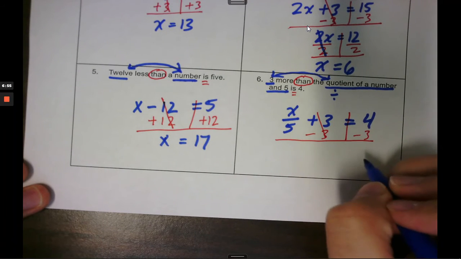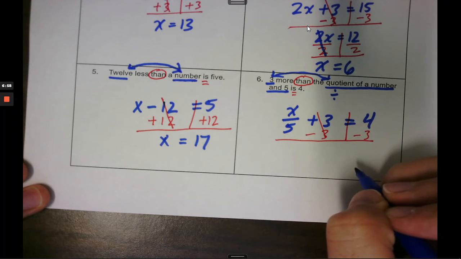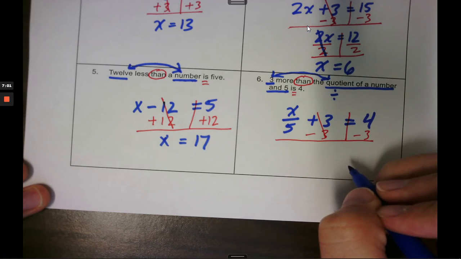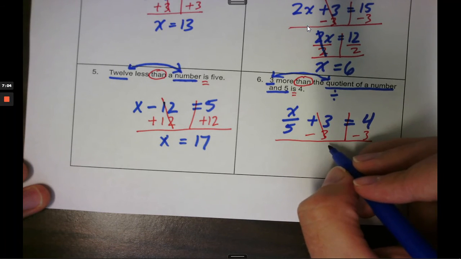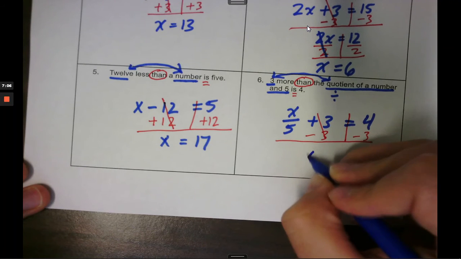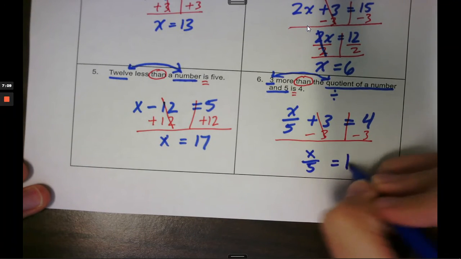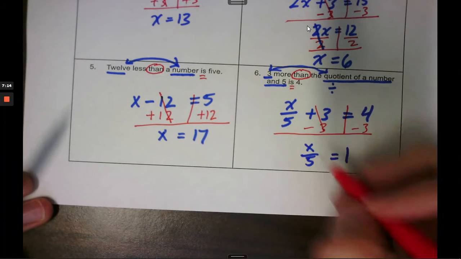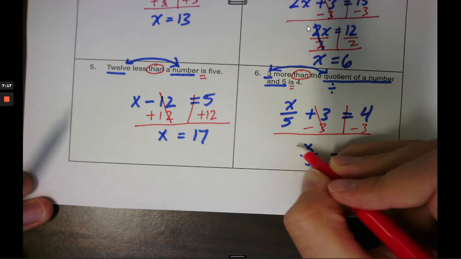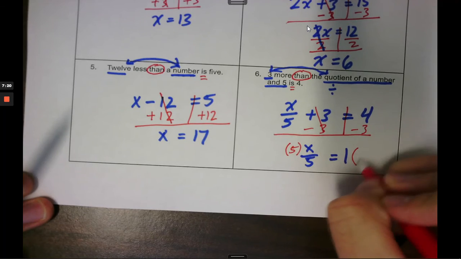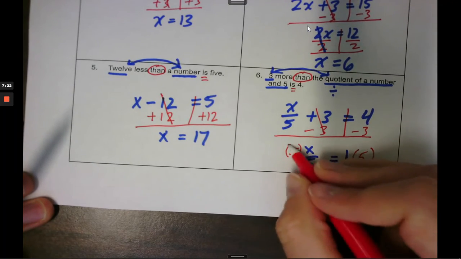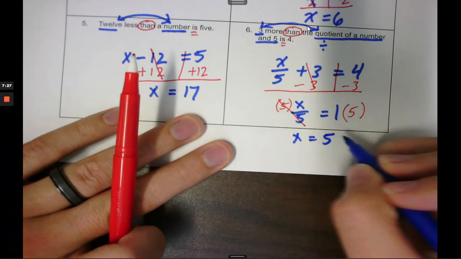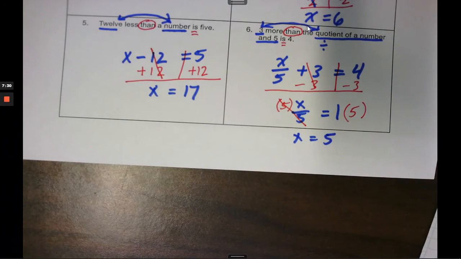Alright, and when I do that, I get x over 5 equals 1. And then I need to undo that division of 5. So I'm going to multiply both sides by 5. And I am left with x equals 5. Okay? So x equals 5 is your solution.